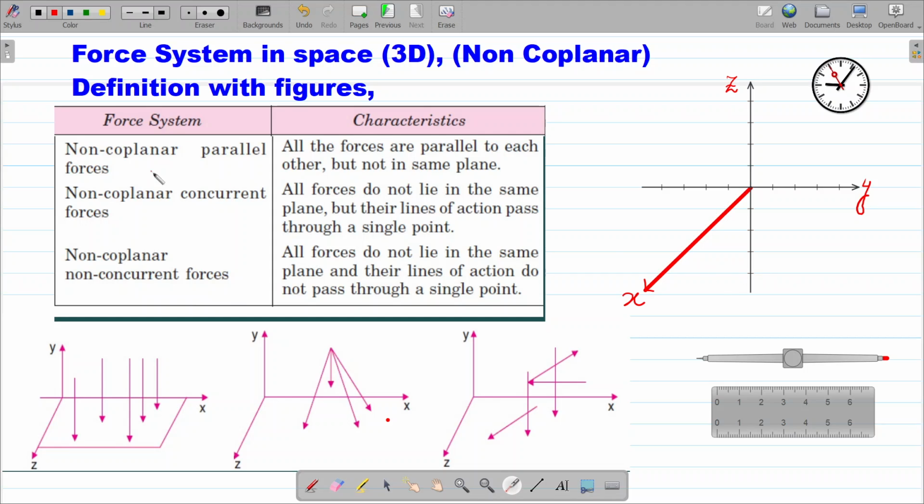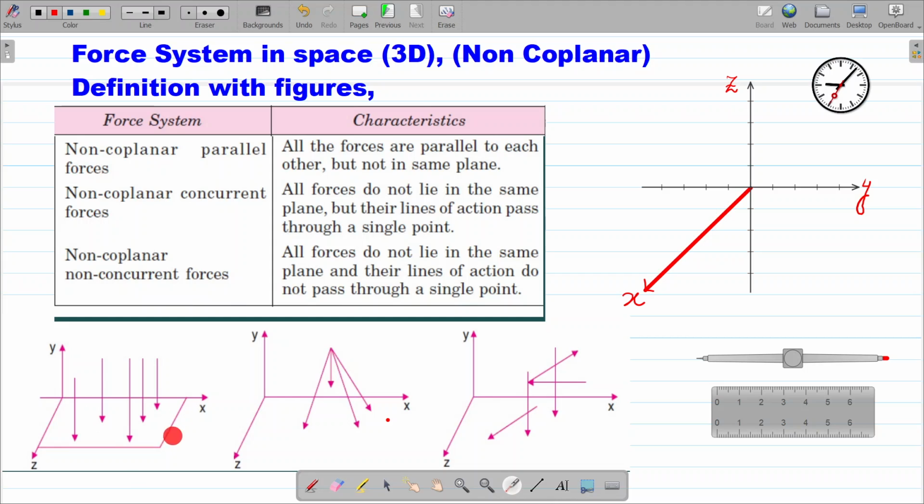Okay, and these three axes also tell you about the 3D space. So let's discuss the first of these non-coplanar force systems, called the non-coplanar parallel forces. As the name suggests, the forces are non-coplanar, not in 2D but in 3D, but they are parallel. All the forces are parallel to each other, but not in the same plane. It looks parallel, but you can see their slopes look different, and they are not in the same plane.